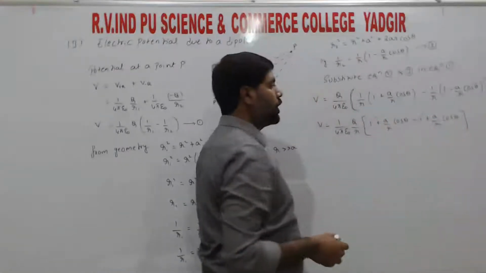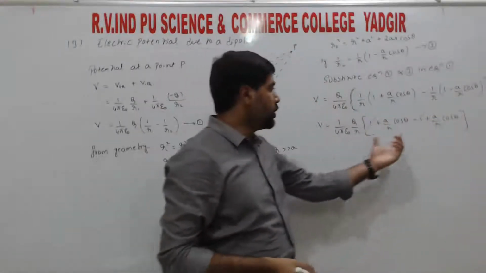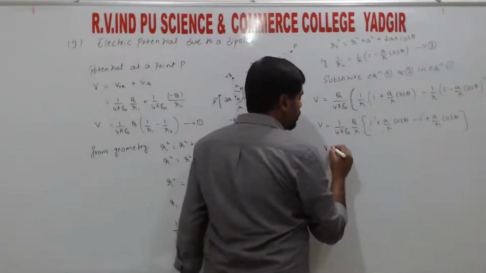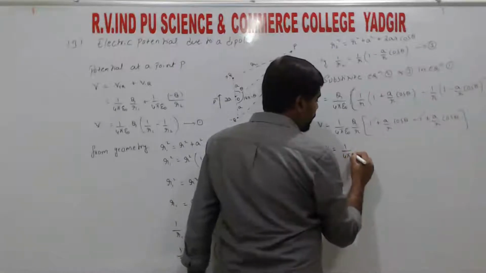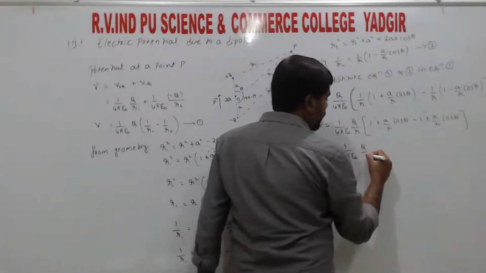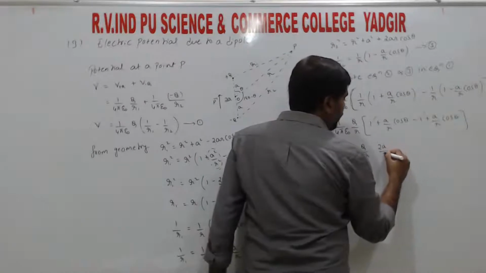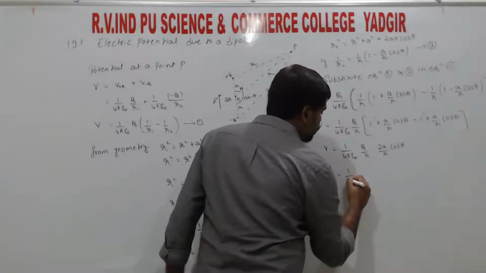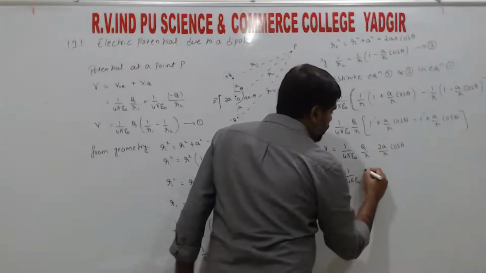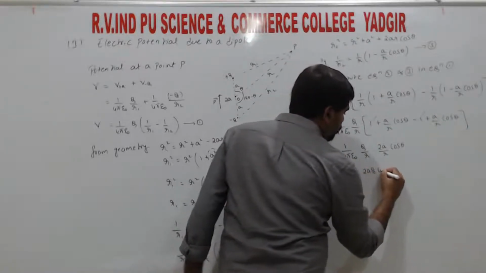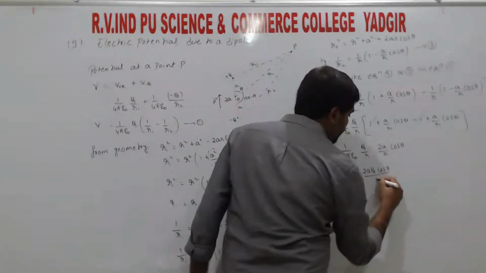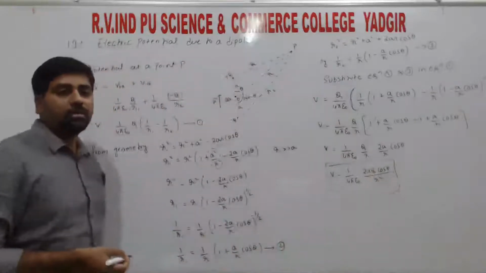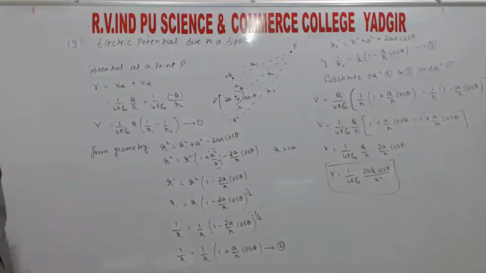So minus 1 plus 1 get cancelled. So here, since there are two similar terms, a by r cos theta plus a by r cos theta becomes 2a by r cos theta, right? So 1 divided by 4 pi epsilon naught q divided by r into 2a divided by r cos theta, right? So V is equals to 1 by 4 pi epsilon naught 2aq cos theta divided by r square. So this is the final expression for the potential due to the dipole, right?